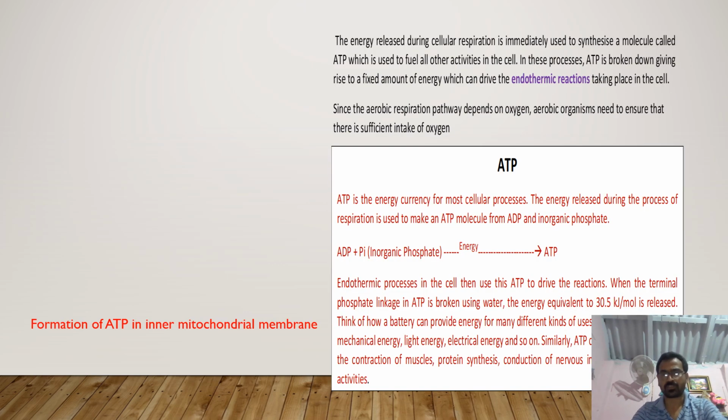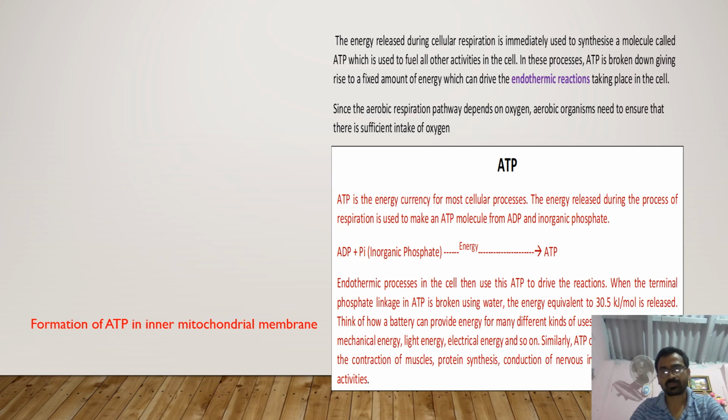The energy released during cellular respiration is immediately used to synthesize a molecule called ATP. ATP is also called the energy currency because this is the only form of energy that can be utilized in all types of chemical reactions or metabolic reactions in the cells.